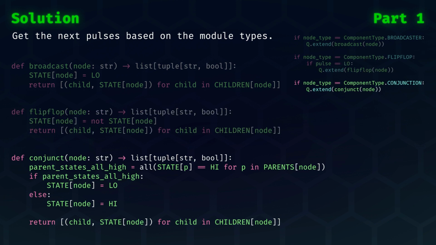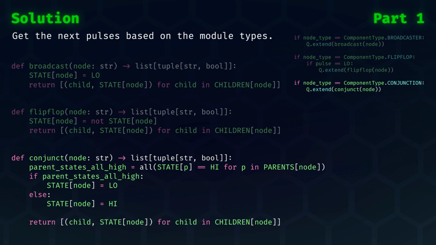Lastly, the conjunction module. Here we check if all parent nodes are currently emitting a high signal to the module. If all states are high, then the module emits a low signal. Otherwise, it emits a high signal to all of its children. And that's it already for the logic of the simulation.